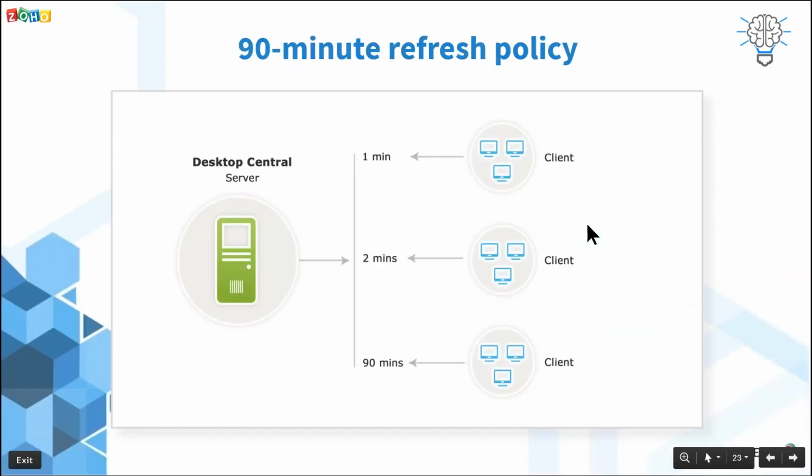So here comes the 90 minutes refresh policy. Desktop Central architecture is scalable to manage different networks, and even larger networks up to 30,000 machines. This is possible because of the refresh policy we use. Let me explain this in simple terms. The Desktop Central agent would be contacting the server every 90 minutes. This is called the agent refresh cycle.